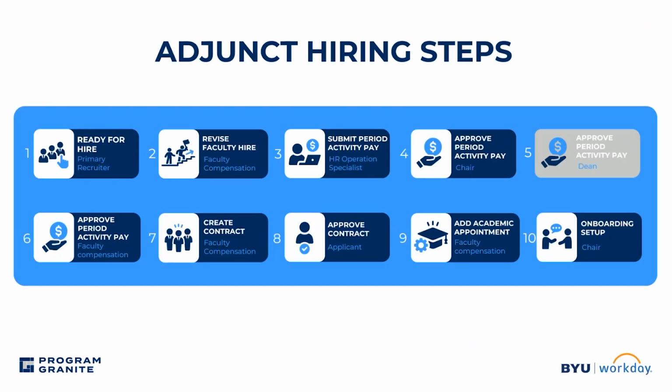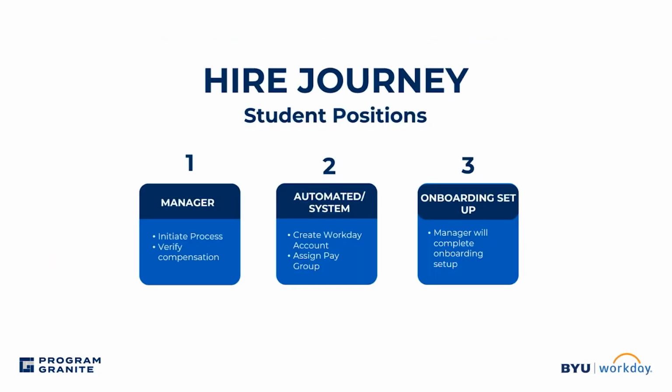Adjunct hiring step goes a little bit differently. You have the ready for hire, right? Then you get faculty compensation to revise the faculty hire. That's the same. Then the HR operations specialist can submit the period activity pay, and the approval for that pay goes to the chair, okay? Then it's back to faculty compensation for an approval, creating a contract, approving the contract by the applicant themselves, and then we move forward into the other steps, okay?